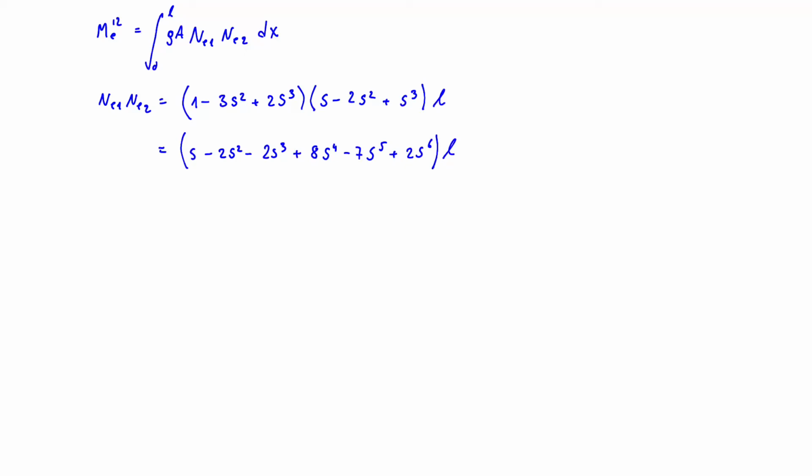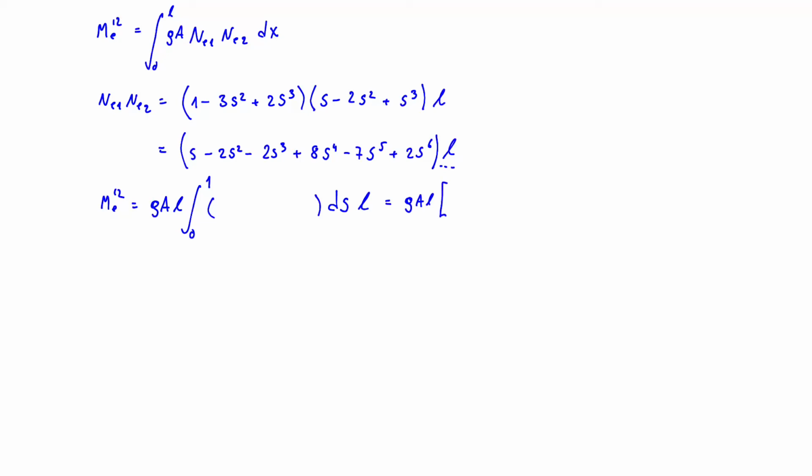And now I need to integrate this. So the mass matrix, I can take rho A outside and the L from the n2 function. I will also take outside the integral from 0 to L. And then I plug in this, and that will now be the integral over s. And then I need to multiply by L, and if I do so, I need to integrate from 0 to unity. So we'll simply do that.